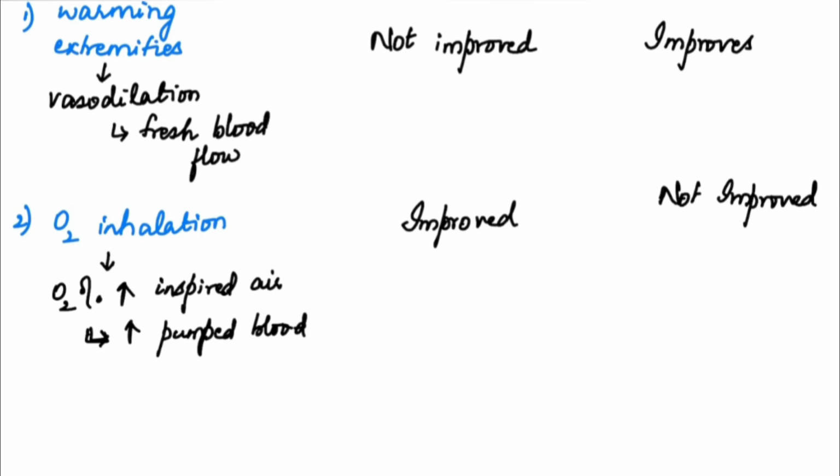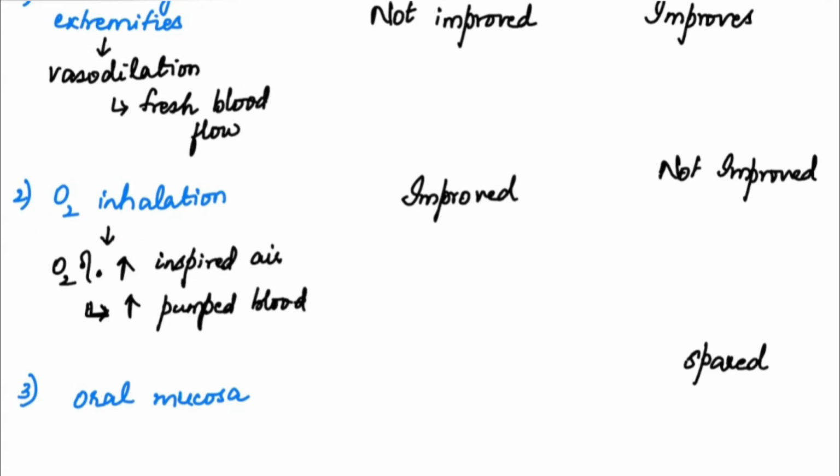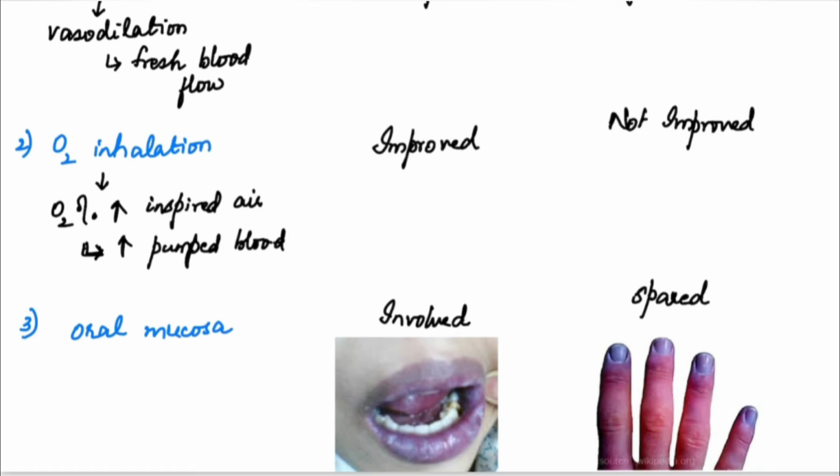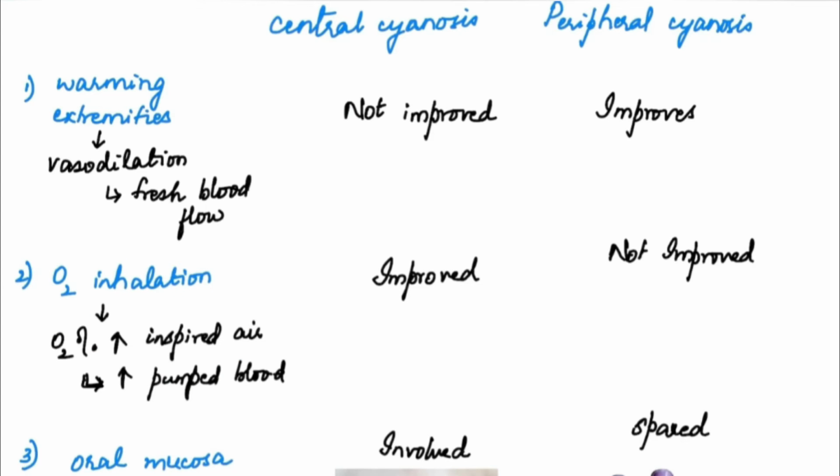The third difference is involvement of oral mucosa. Oral mucosa is characteristically spared in peripheral cyanosis, but it is involved in central cyanosis. So this is a picture, and these are the basic differences between central and peripheral cyanosis.